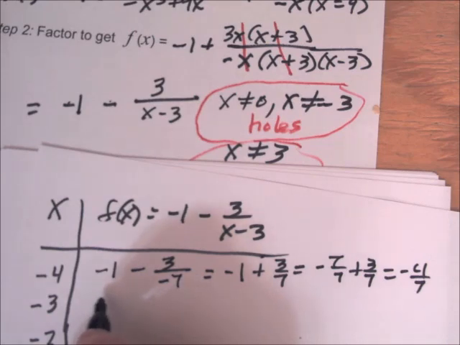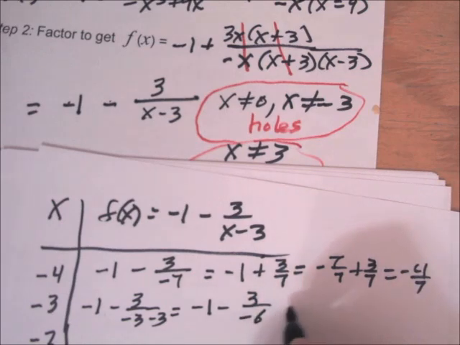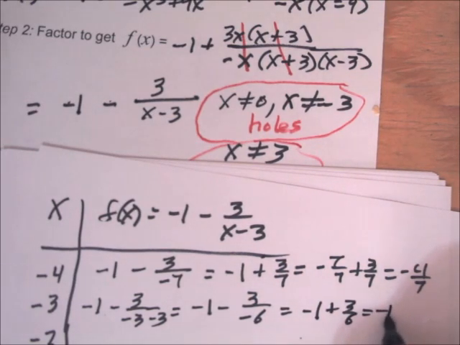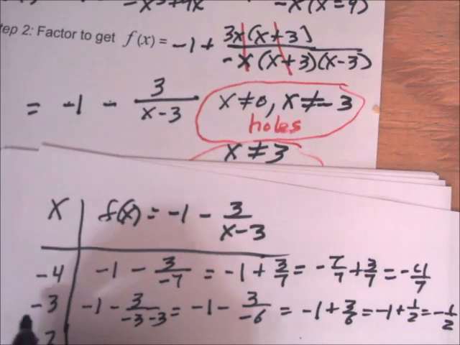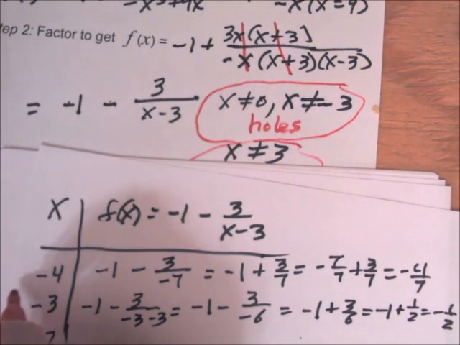If x is -3, we'll have -1 minus 3 over -3 minus 3, -1 minus 3 over -6. Double negative is positive. It's -1 plus 3/6, -1 plus a half, -1/2. But this one is a hole, so you have to keep in mind when we draw the graph, it's actually going to be a hole.